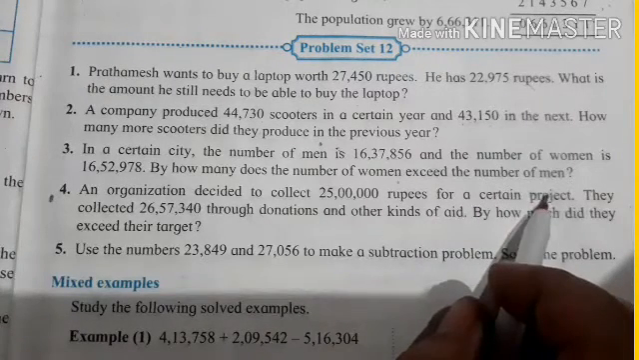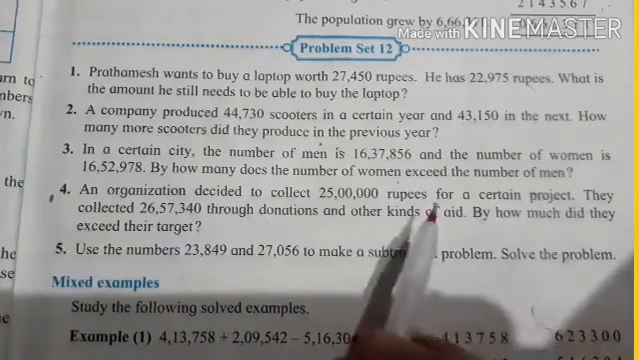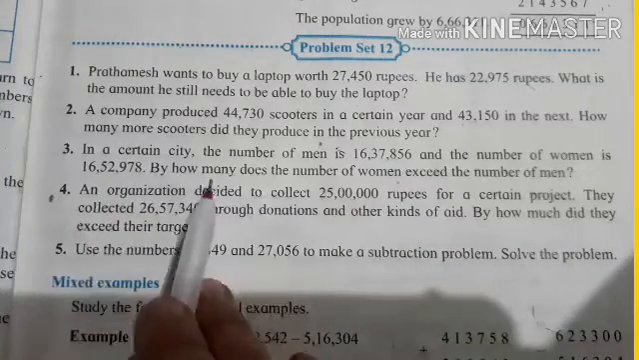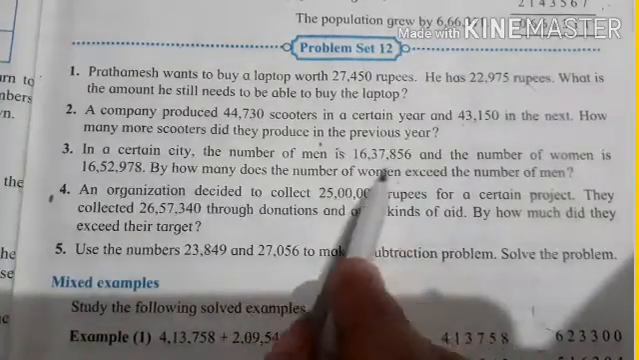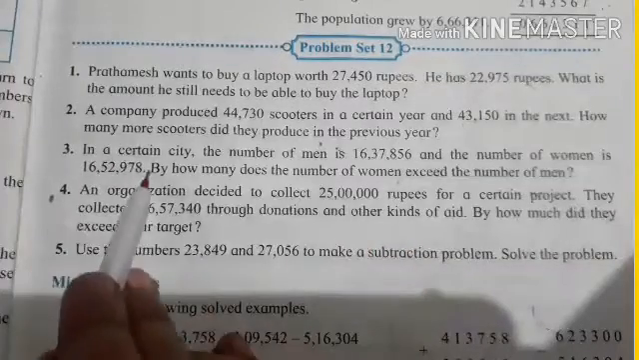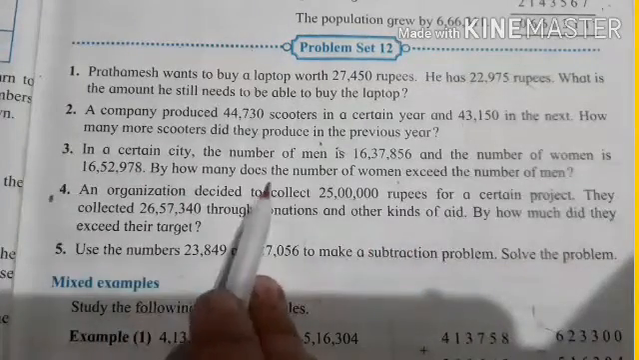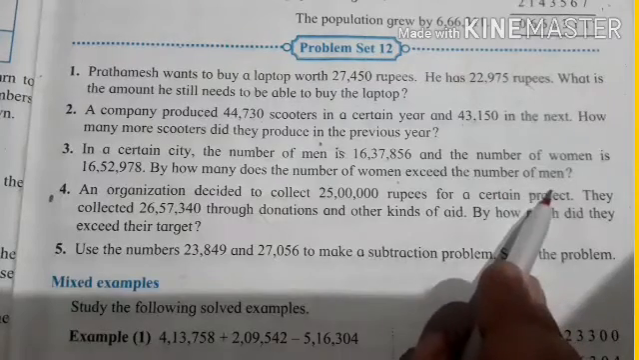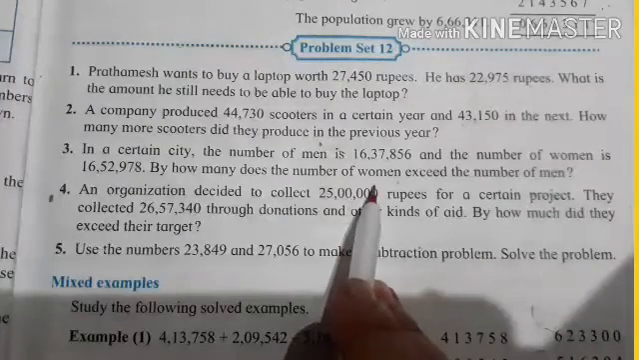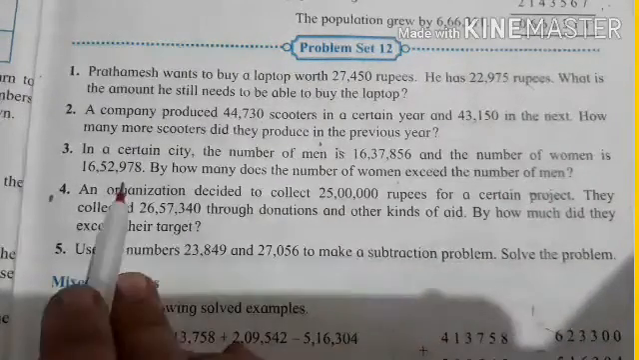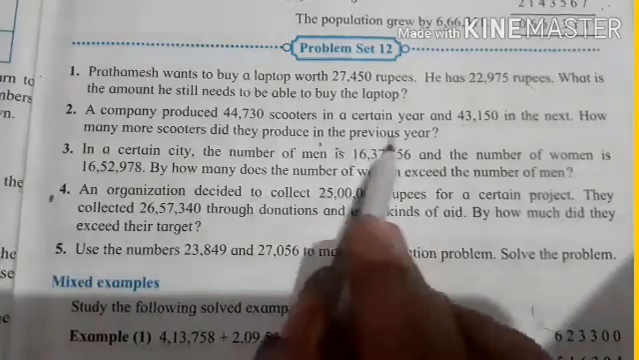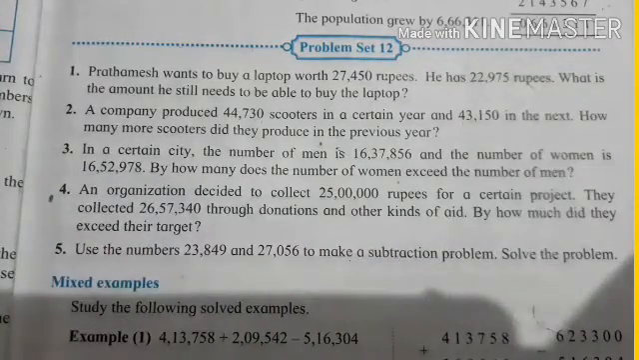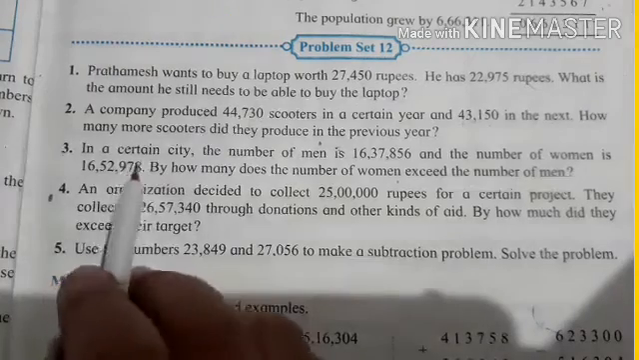Okay, there is one city. In that, the number of men and the number of women are given. So this is the number of men and this is the number of women. Then by how many does the number of women exceed the number of men? Now first tell me which one is more, the number of men or the number of women? Yes, the number of women is more.